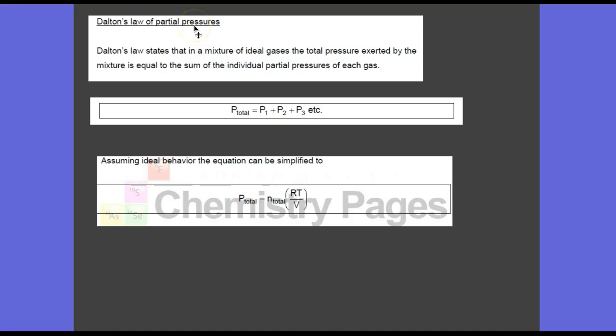Dalton's law of partial pressures. Dalton's law states that in a mixture of ideal gases, the total pressure exerted by the mixture is equal to the sum of the individual partial pressures of each gas. I think we already talked about this. The total pressure is P1 plus P2 plus P3, etc. And if you assume ideal gas behavior, you could simplify to this: the total pressure is the total moles times RT over V.